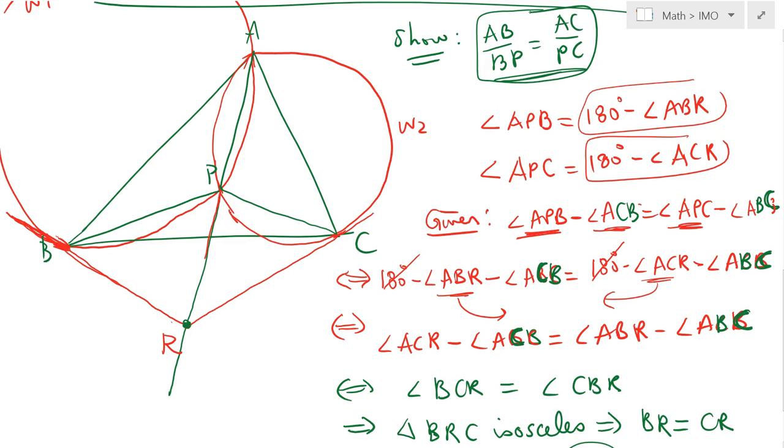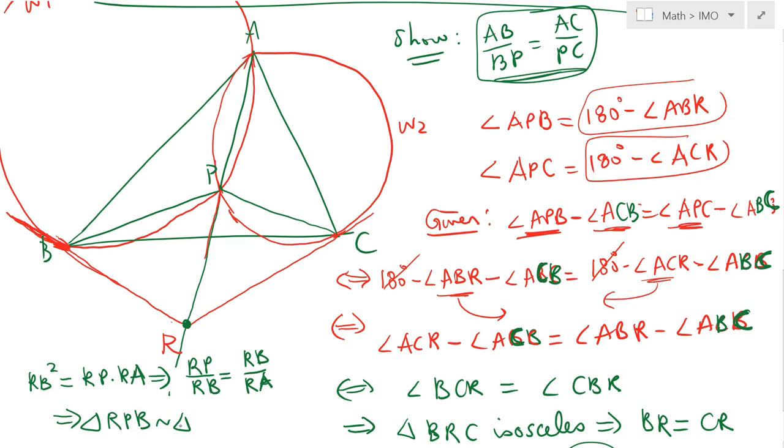For instance, applying this power of a point argument, the power of point R with respect to the first circle will give us RB square is equal to RP times RA, implying, if I write it carefully, that RP over RB is equal to RB over RA, but this combined with the fact that angle BRP is equal to angle ARB, this would imply simply that triangle RPB is similar to triangle RBA.